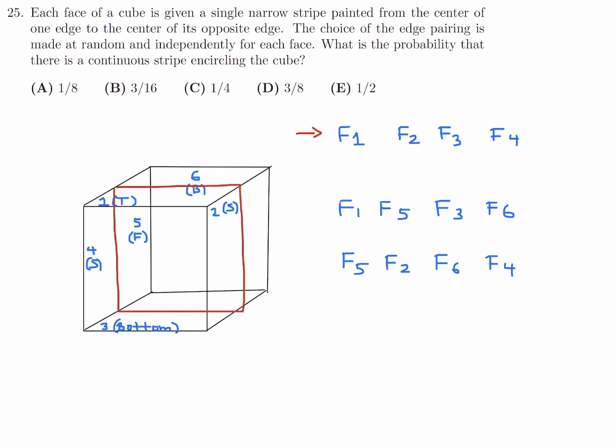So the stripe is going to be like that all the way around. This scenario, 1, 5, 3, 6, is a stripe that goes all the way around like that. And then the final one, 5, 2, 6, 4, like that, okay? So there's 3 scenarios. Now each of these scenarios obviously has a certain probability, and we can calculate that. And once we do, we will add up those 3, and that will be our answer.